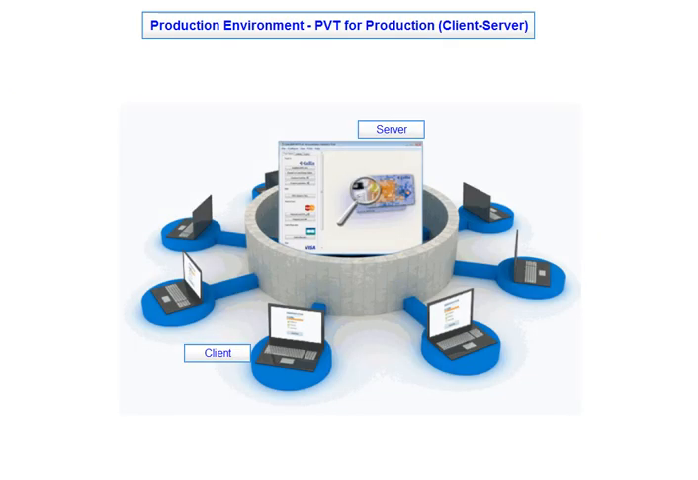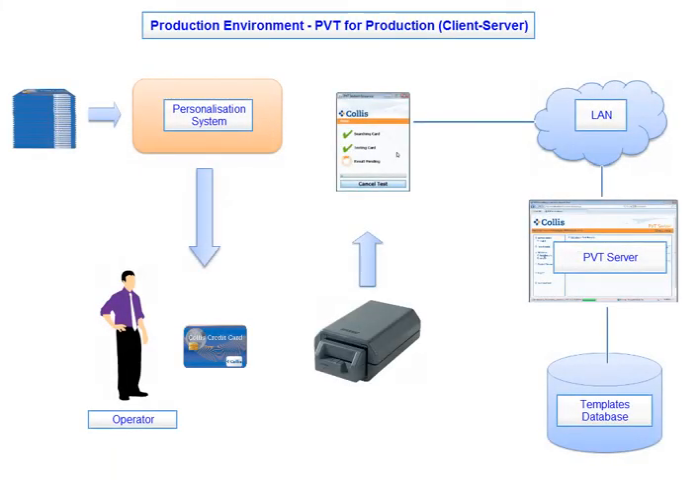Collis also offers a client-server version of PVT for production for larger production sites. This is where Collis EMV PVT server is running on a dedicated host. Specialized client software is deployed on several client PCs, which are connected to the server over a TCP/IP network. The advantage of this solution is the possibility of performing tests from multiple workstations, whereas the test configuration and the template database are centralized. The personalization validation does not require carrying test samples to a separate workstation or maintaining multiple setups of the testing system.